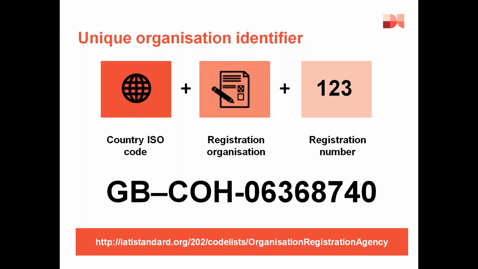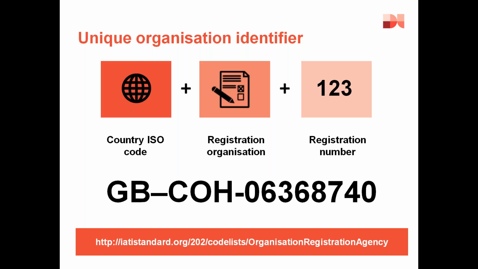The example that we have here on this slide with the COH relates to Companies House, which is the UK's registration body for all companies, obviously, that are operating in the UK. And then the last part of the identifier is the registration number that has been allocated to the publishing organisation by the registration organisation. So the example that we have here, the GB-COH-6368740, is that of Development Initiatives. That last bit, the number, the 06368740 part, is actually the number that we were given from Companies House. That's our registration number.